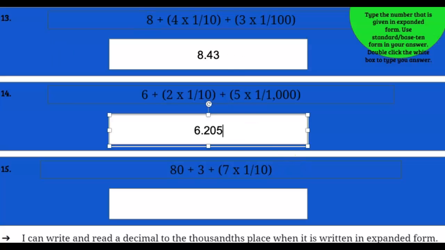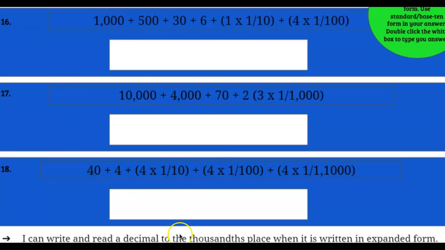Because I did 2 examples here, I'll let you try this example and the following example. Well, I'll do this one. Okay, so I have 1,000 plus 500 plus 30 plus 6 plus 1 times 1/10 plus 4 times 1/100. So this is expanded notation form, and they want you to write it in standard form.